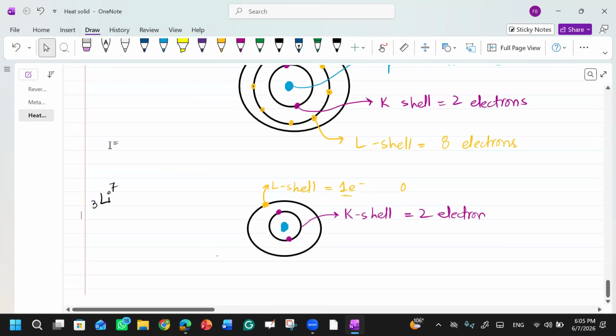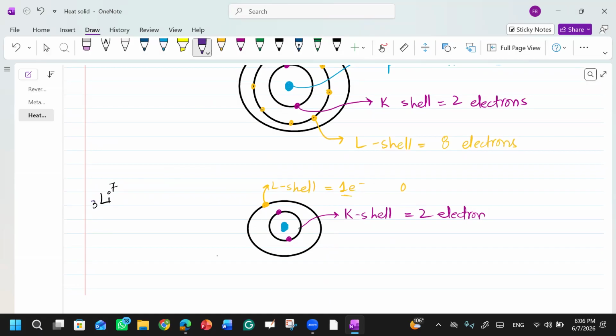So you see how many protons are there in lithium? Three. That is why there will be three electrons in lithium. This is the way we check how many electrons will be there in any species. So we have three electrons. I draw this image, the shells, and in those shells I put the electrons.